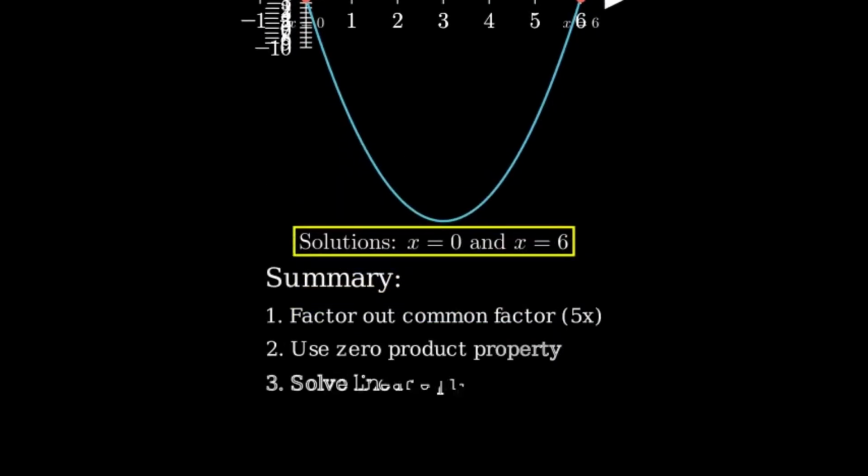In summary, we solve this quadratic equation by first factoring out the common factor 5x, then using the zero product property, and finally solving the resulting linear equations. The graph confirms our algebraic solution.